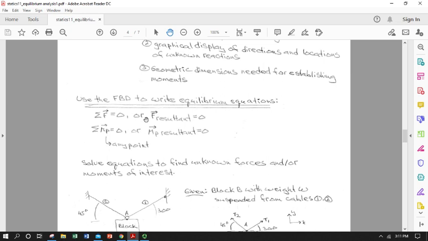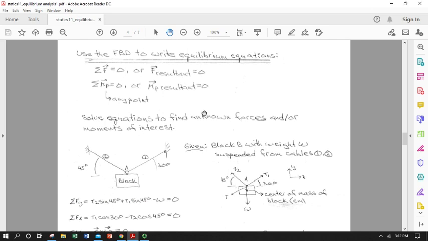So a lot of times you'll be asked, what is the magnitude of force, or what moment, or at what point would this force have to contact something such that it would be in static equilibrium. So you write your equations from your FBD, which contains that unknown, and then just set those sums equal to 0 and solve for your unknown.